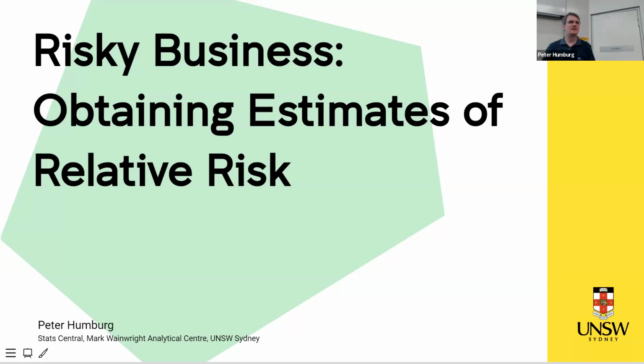This comes up frequently in my work, and I'm sure lots of the other consultants at Start Central as well, in that we work with people who want to estimate relative risk and report relative risk. But there always tends to be a bit of a question of, how do you best do this?